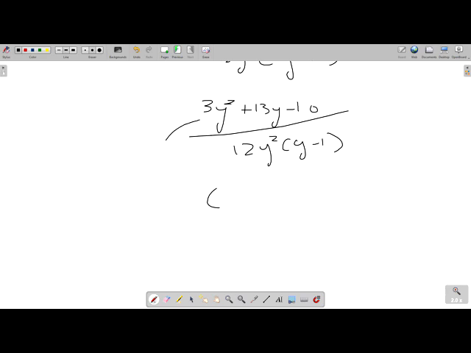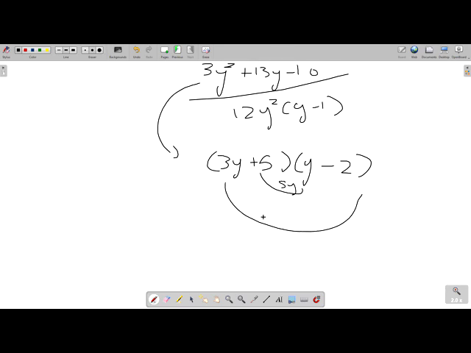Now, we want to do the product sum rule. So we need to find two numbers that you can put into brackets from 3y and minus 10, so you can get 13y. And in this case, it's going to be 3y plus 5 and y minus 2. It's going to be 5y and minus... no, this is not the right one. I think it's 3y squared. Let me just check really quickly. 3y minus 2, I think, yeah.